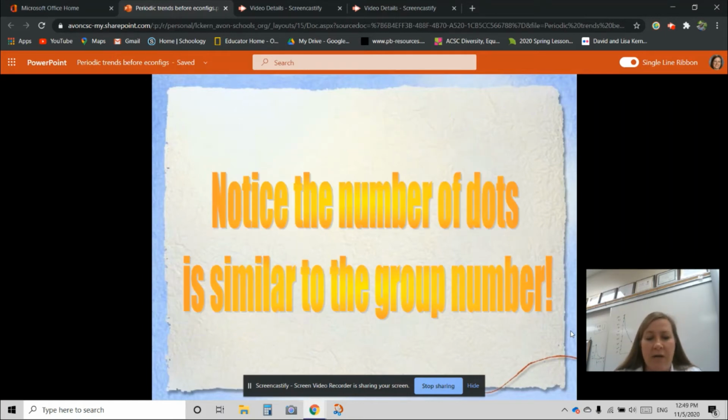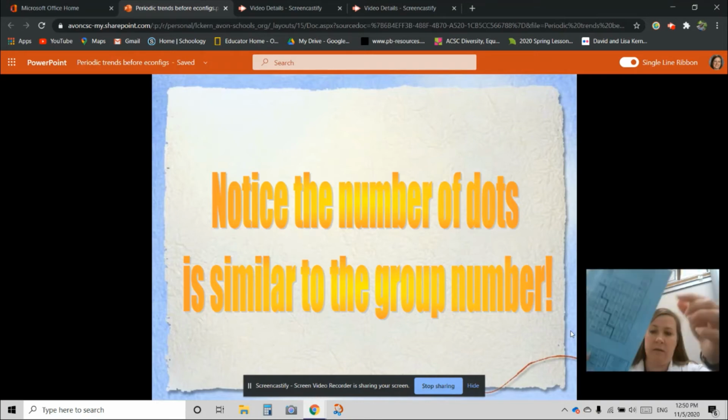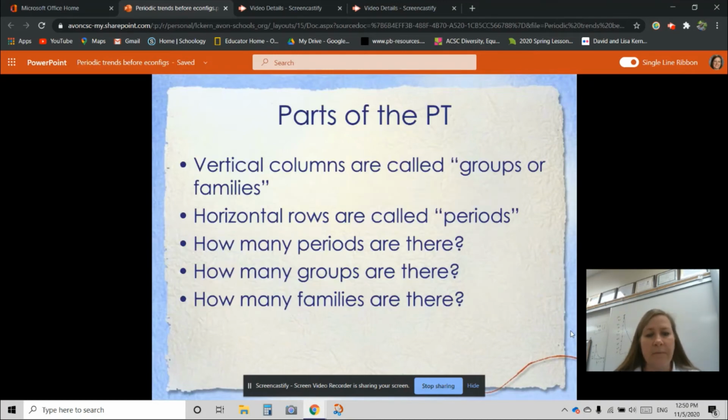And you should notice the dots are similar to the group number. If you look on your periodic table, you're generally going to see numbers across the top. Those are what we call the group number. And so, for example, argon has 8 valence electrons, and it's in group 18. It's also sometimes called group 8A. Same thing, but that can be helpful to remember the numbers.